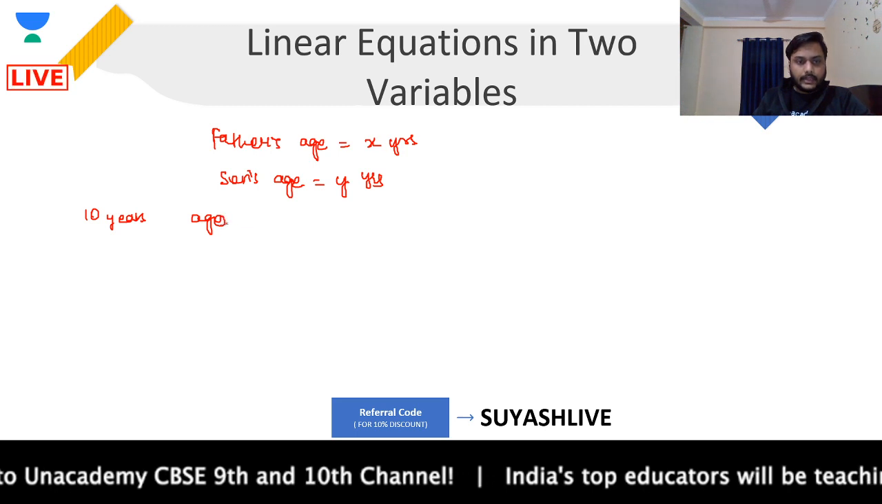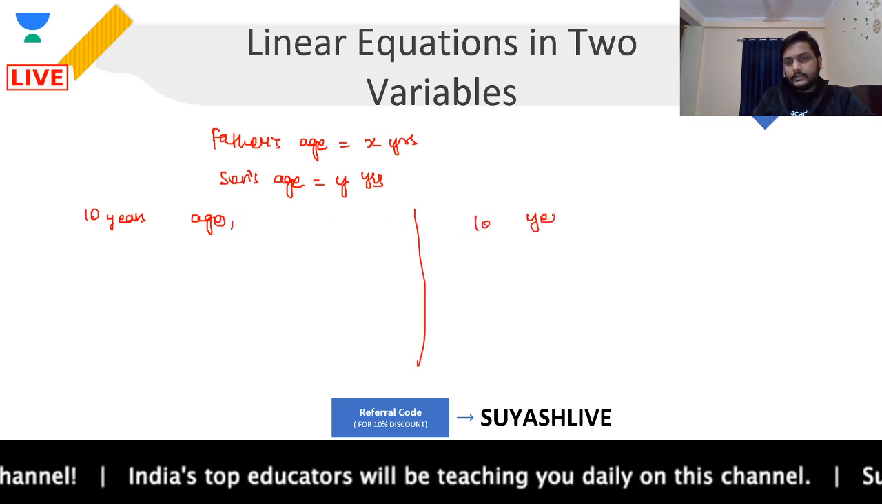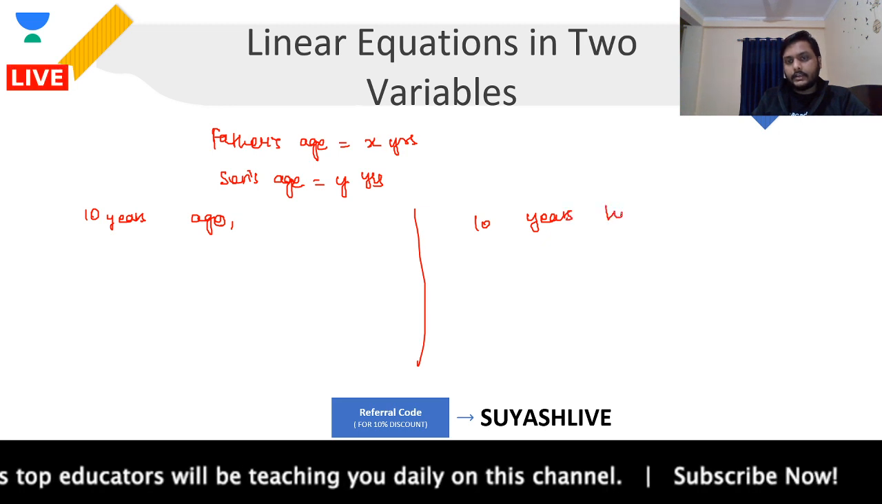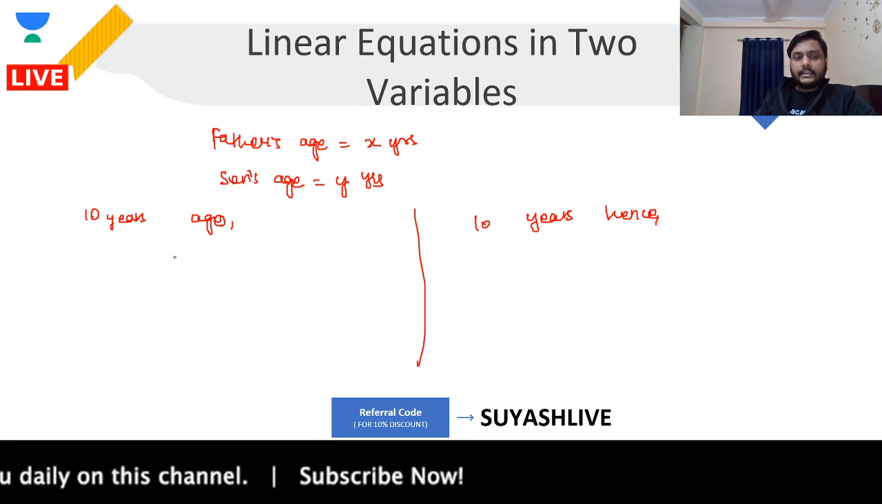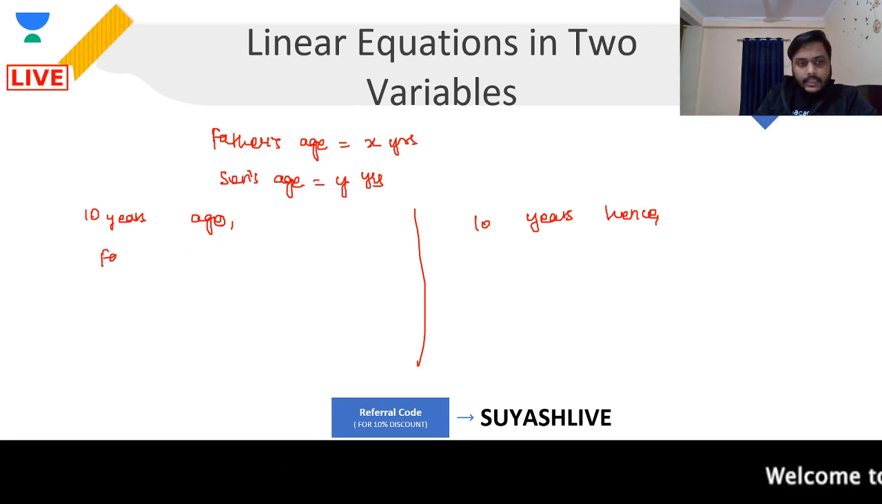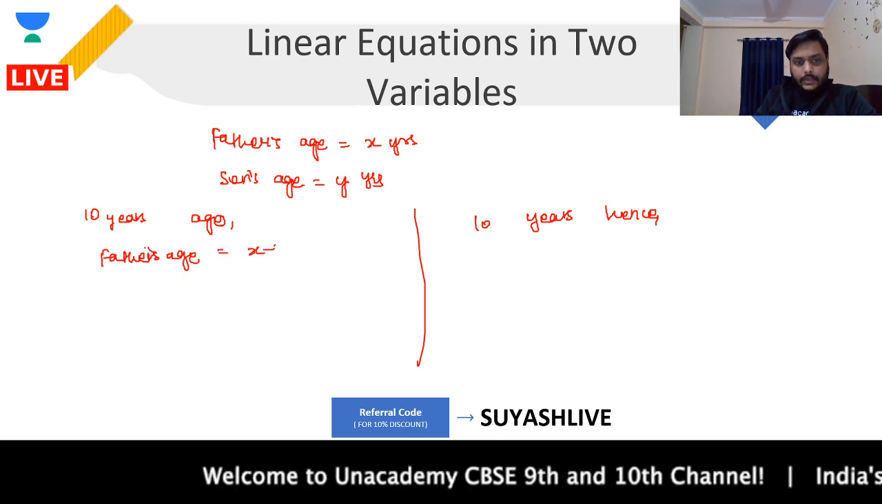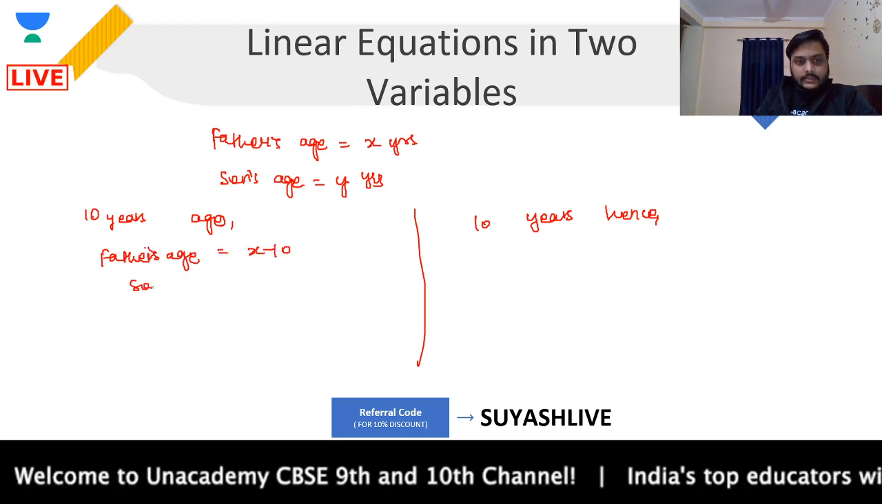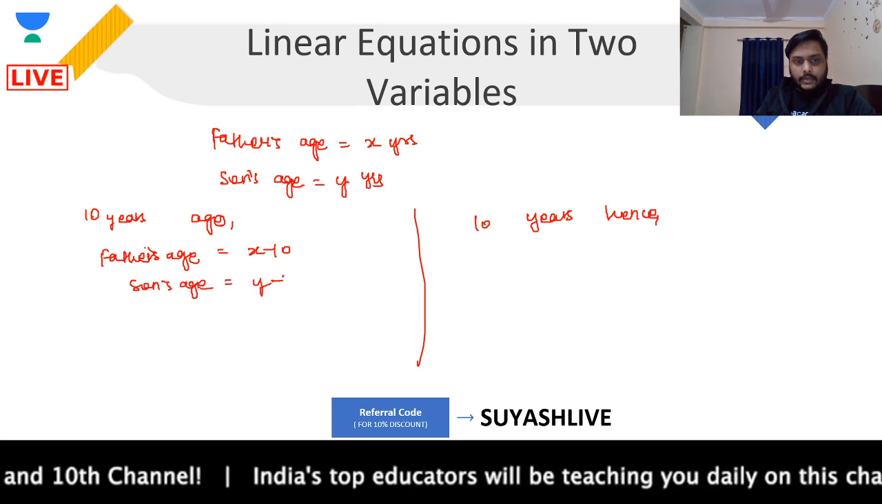Okay, यहाँ पर मैं 10 years ago की बात कर रहा हूँ, and here I am talking about 10 years hence. यहाँ पे मैं 10 years बाद की बात कर रहा हूँ. Okay, so when I'm talking about 10 years ago, I can say father's age will be what? 10 years ago, father's age will be nothing but x minus 10, and son's age will be what? Son's age will be nothing but y minus 10.